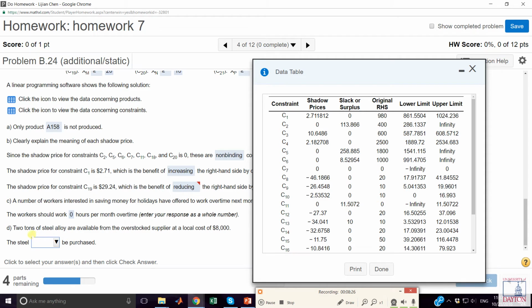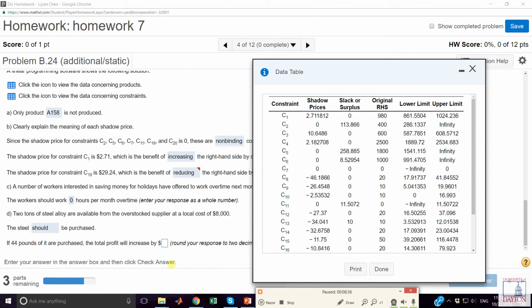All right, so the next one will be 2 tons of steel alloy available from an overstock supplier at a total cost of this much. Now it turned out it should be purchased, because look, 2 tons of steel alloy is available for $8,000, and 1 metric ton is 2,200 pounds. You can calculate the unit cost per pound, and compare the unit cost per pound with the steel alloy's shadow price. I'm pretty sure you know what to do. Okay, so it should be purchased.